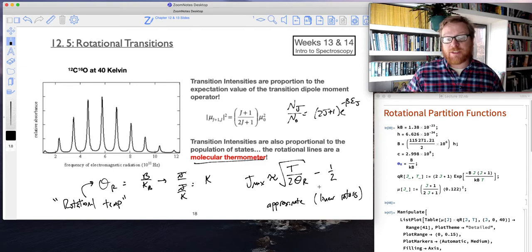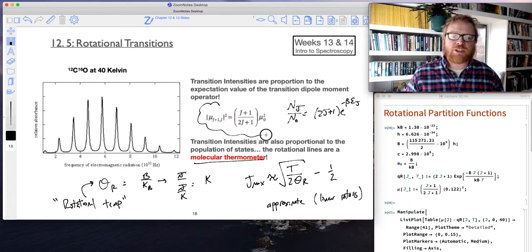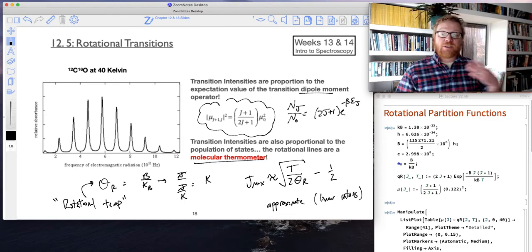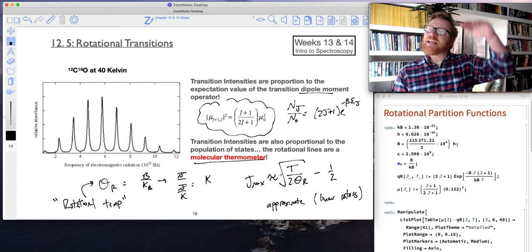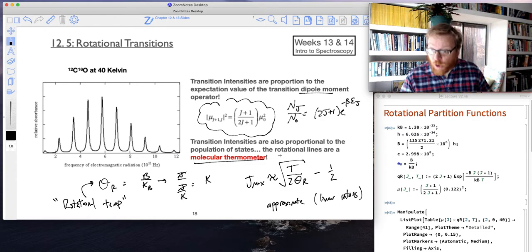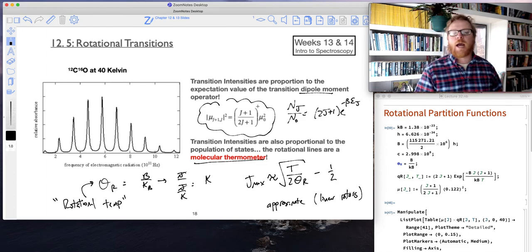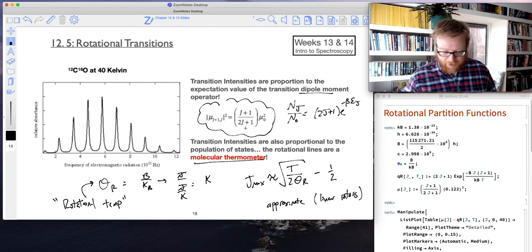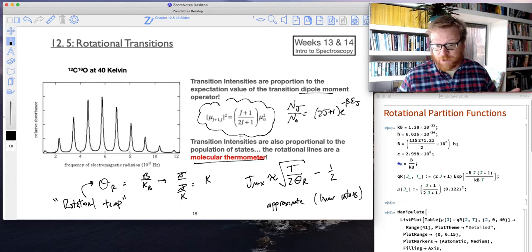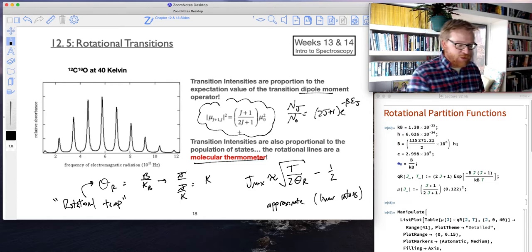So the intensity of transitions will be proportional to the temperature of the molecule, the population of states. But also this equation right here gives the expectation value for the rotational dipole moment operator. Just like we've been talking about before, the intensity of a spectroscopic transition will also be proportional to the dipole moment transition operator value. So the larger a dipole moment is, the more intense its peak will be. So there are really two factors that affect a microwave rotational spectrum: the temperature and the dipole moments created.